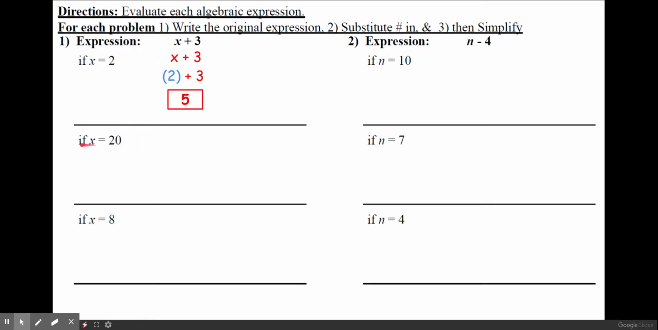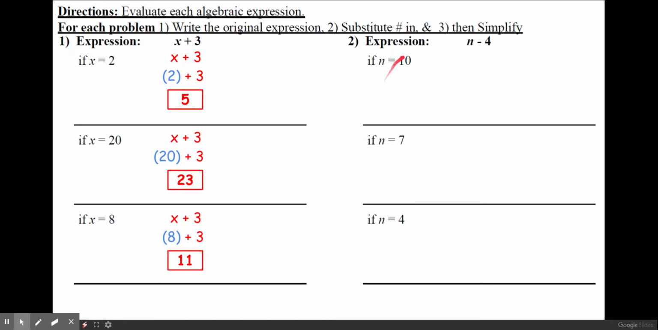Simplified expression. Let's see what would happen if x equaled 20. So x plus 3, you're going to substitute x for 20 this time. Bring down everything else. So 20 plus 3 is just 23. You can go ahead and pause the video and try the next on your own if you'd like. I'm going to keep moving on. X plus 3, we're going to substitute 8 for x. And then 8 plus 3 is just 11. And box your answer. That's it.